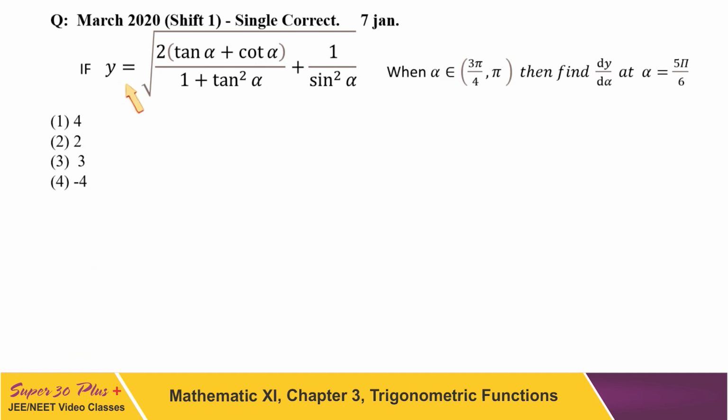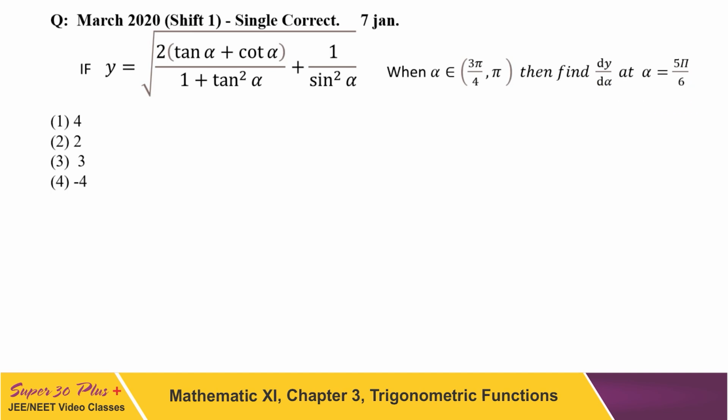If y is equal to the square root of (2 tan alpha plus cot alpha) upon (1 plus tan square alpha) plus 1 upon sin square alpha, when alpha belongs to 3 pi by 4 to pi, then find dy by d alpha at alpha is equal to 5 pi by 6.